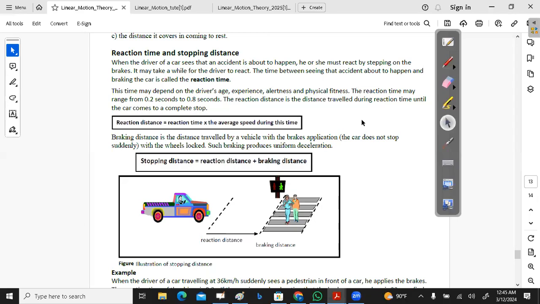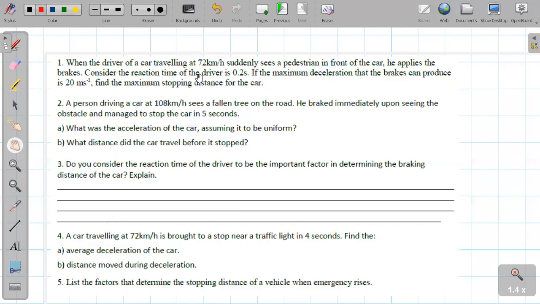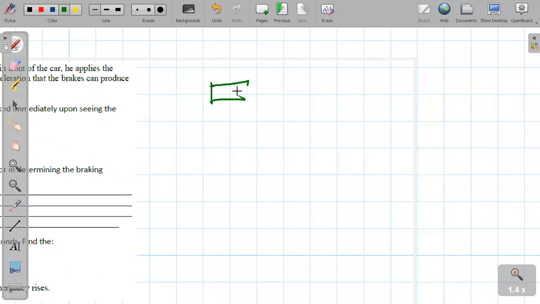Let me explain reaction time and stopping distance. Whenever you do something, whenever you see something, you have to send signals to your brain. It is something like, okay, wait. You see, whenever you are traveling in a car at some velocity u, at a time t equals 0, you see something.